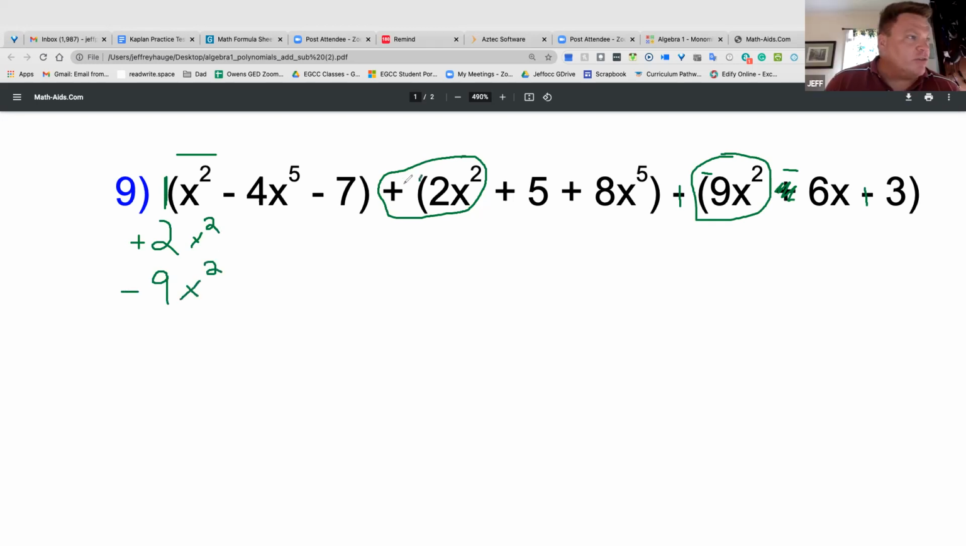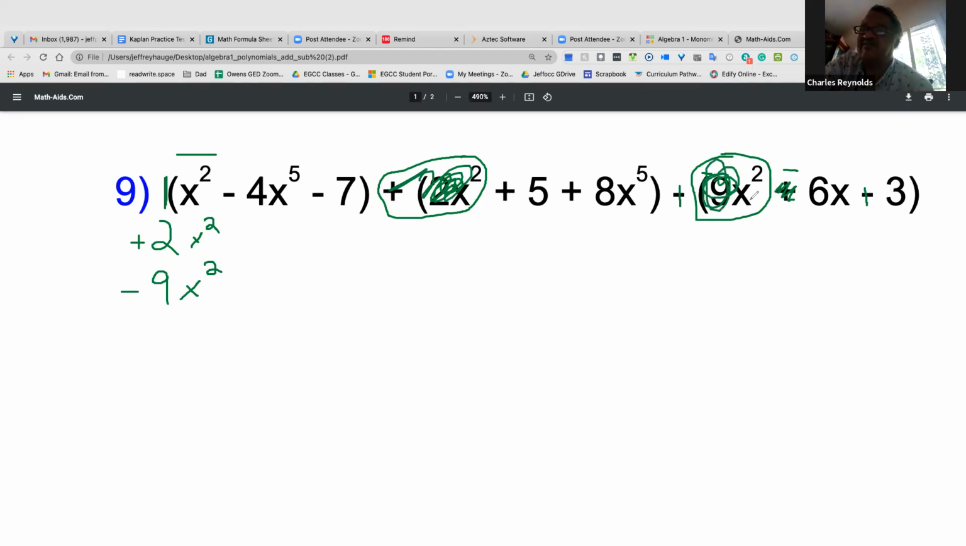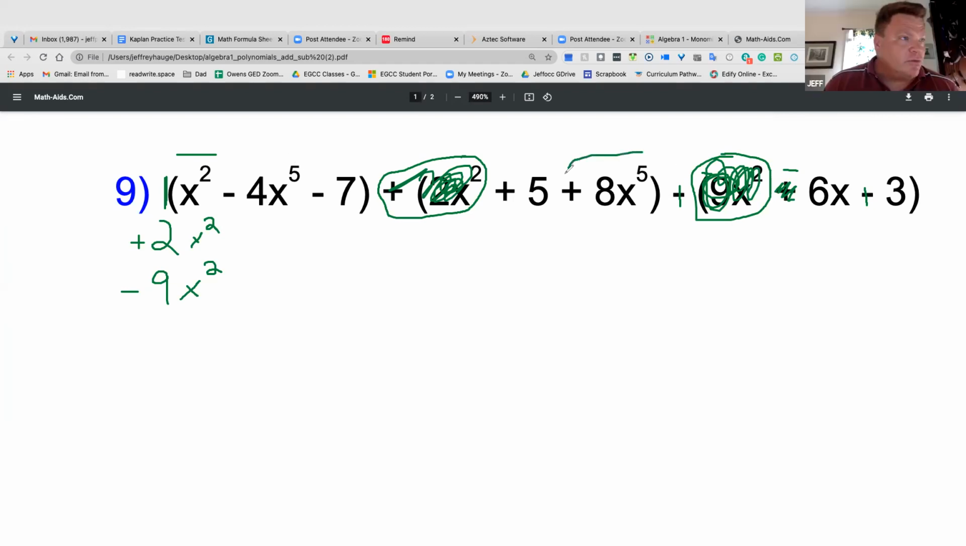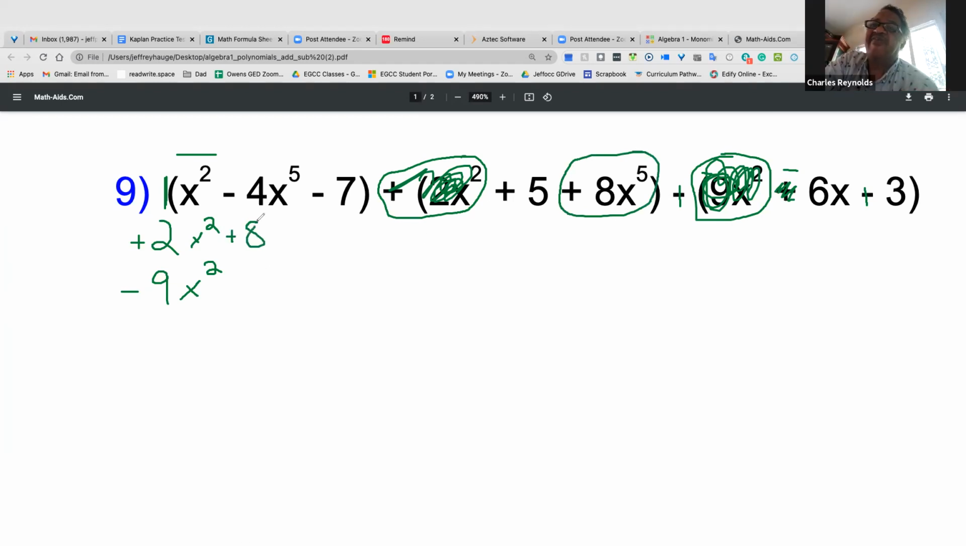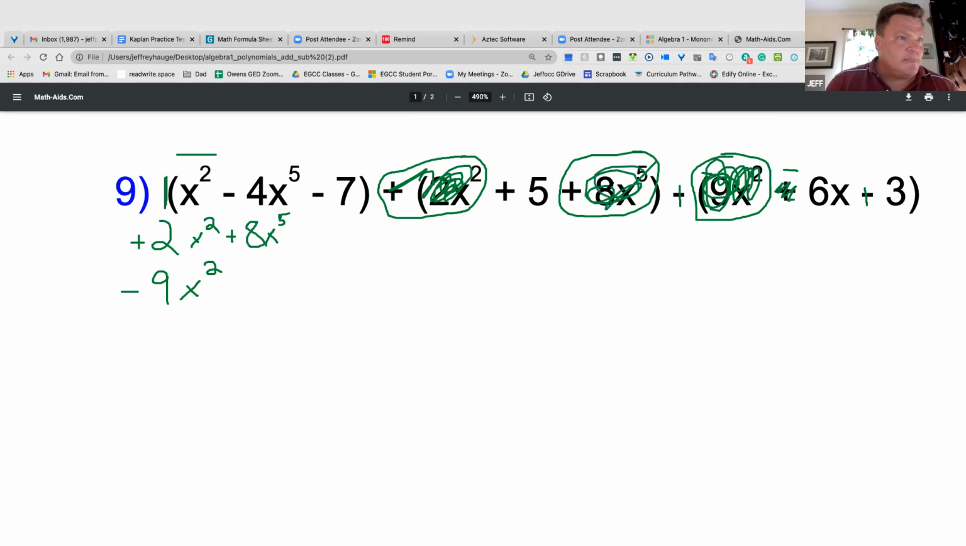Now remember to cross these out so I don't duplicate them. Cross the 9 out. Next, we're looking for positive 2x^5 family. And here they are, the 8. We found them. Put it up under there. 8x^5. Cross that out.